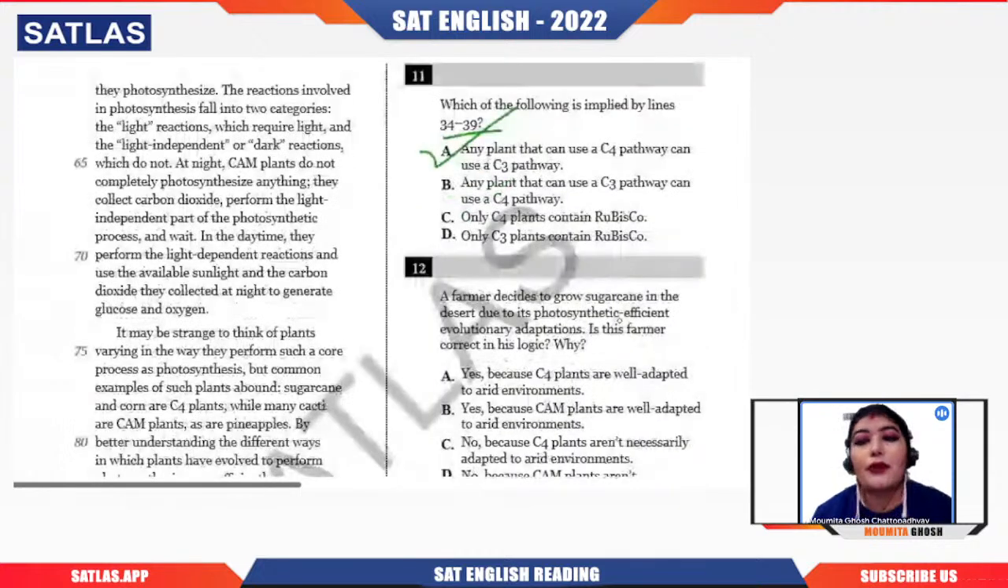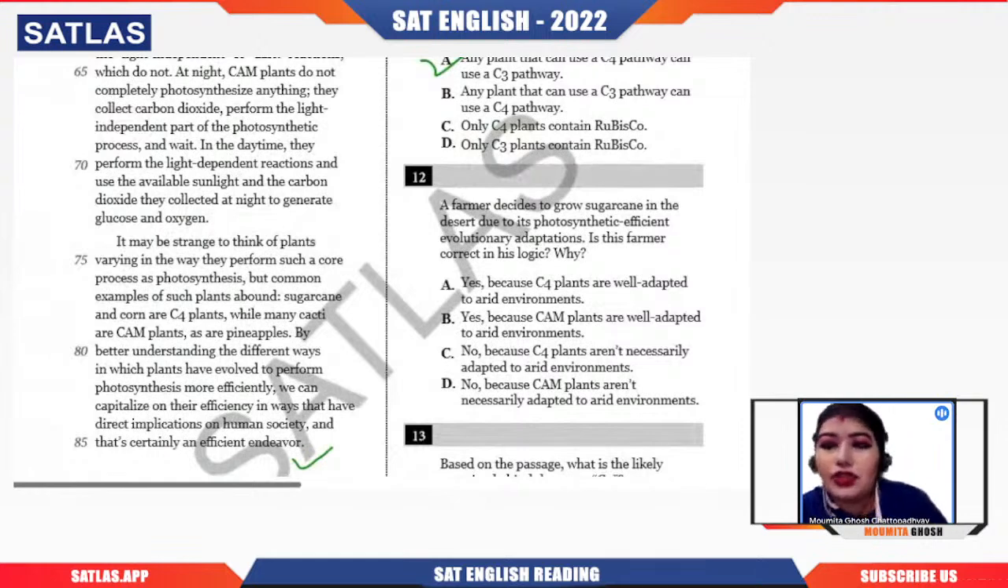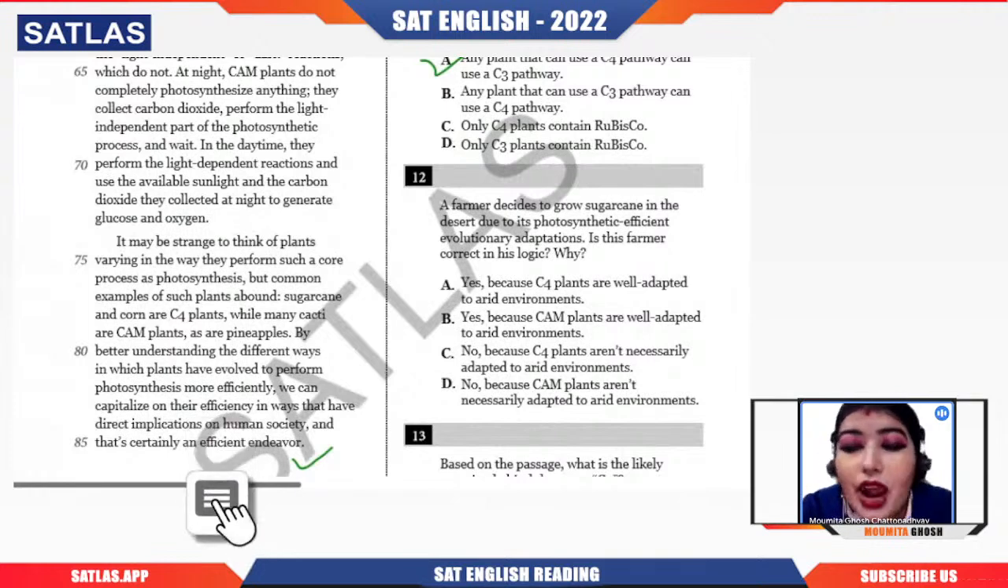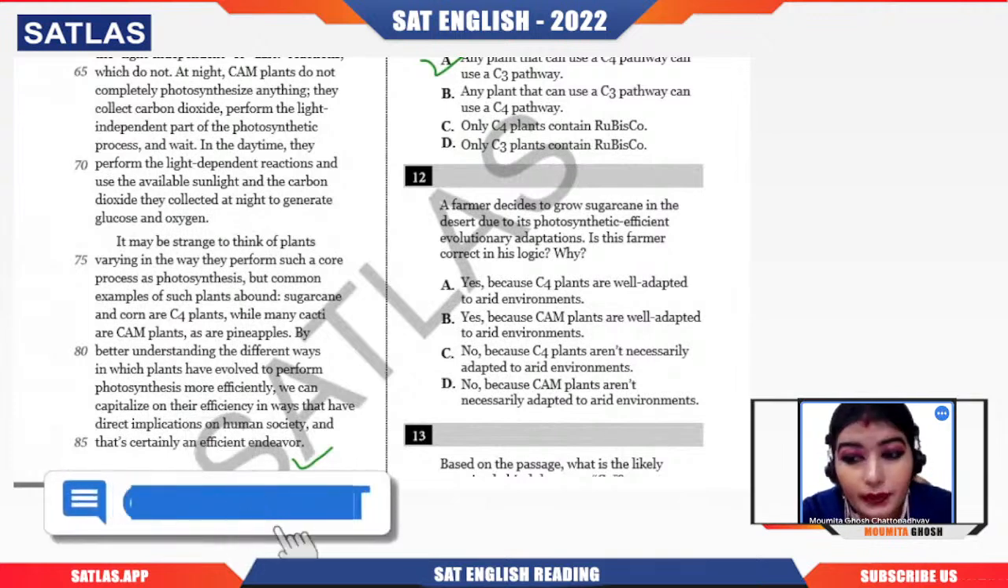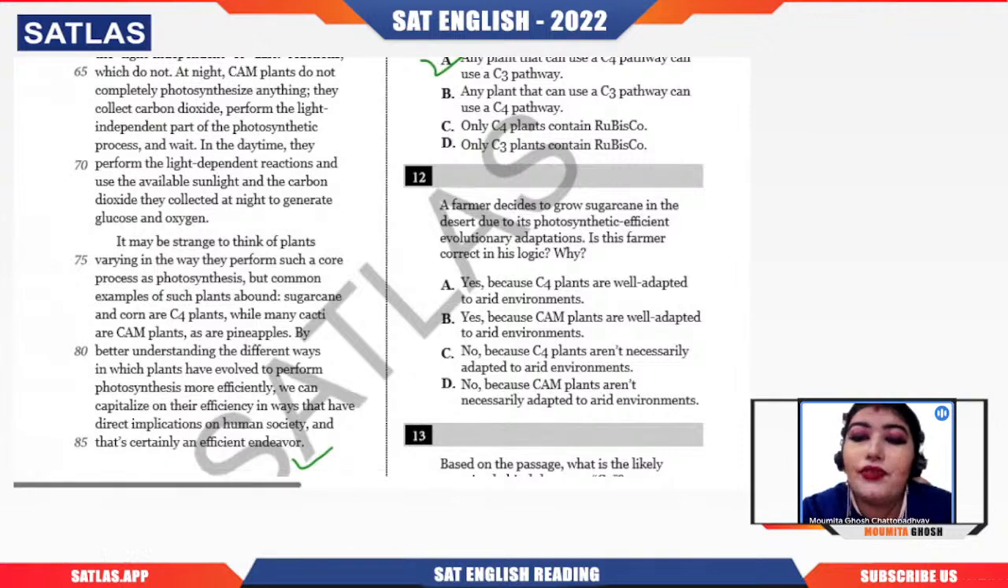Now coming to question number 12. It's a creative type of question. You have to think on your own. It might not be written in the passage. Still, I will give you some hints from the passage. Okay, so question number 12, please listen to it carefully, everyone. A farmer decides to grow sugarcane in the desert due to its photosynthetic efficient evolutionary adaptations. Is this farmer correct in his logic, and why?